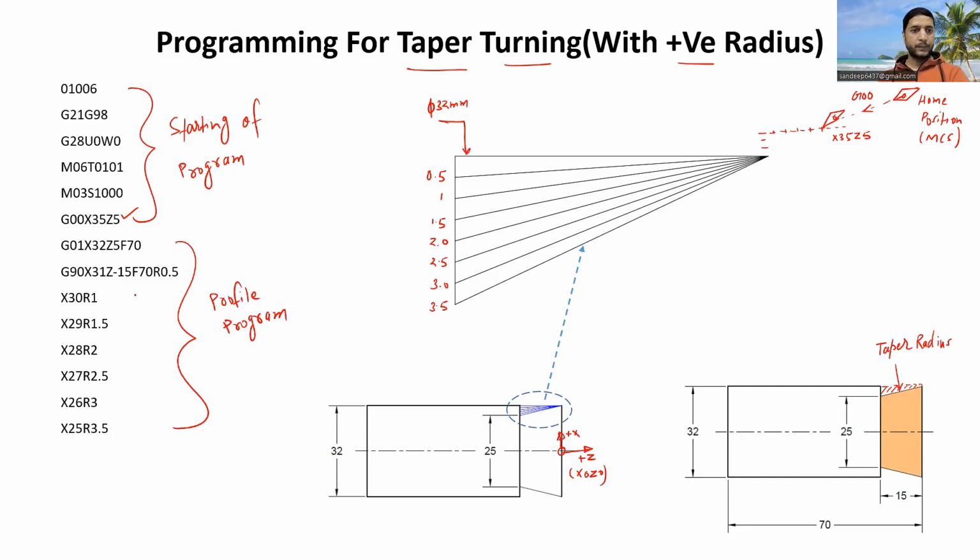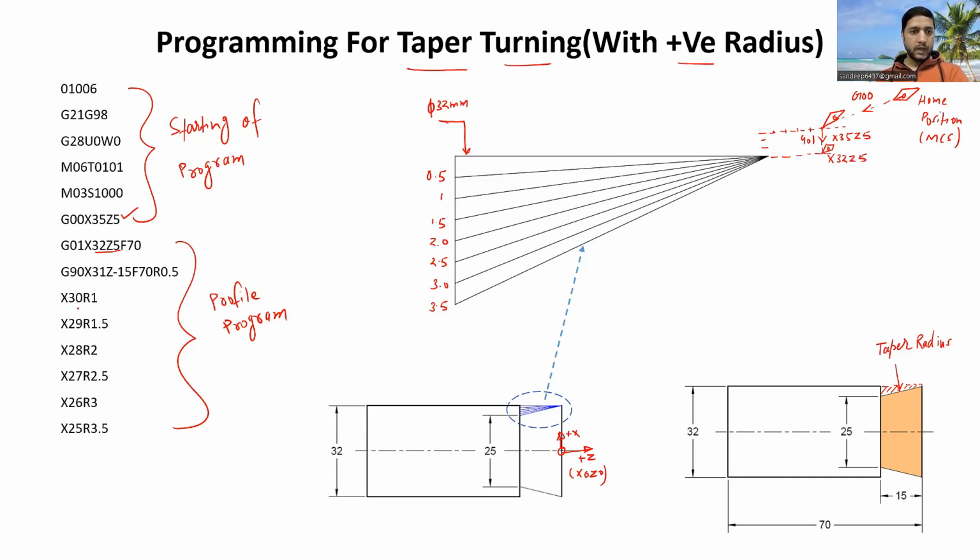Let me explain this. G01 X32 Z5 F70. Now we are moving the cutting tool from this location, X35 Z5, to X32 Z5 with the linear interpolation code. It means, let me extend this line, the 32 line, for you. We are moving the cutting tool from this location to this location with the G01 code. This is the meaning of this line. So this is our X32 and Z5.